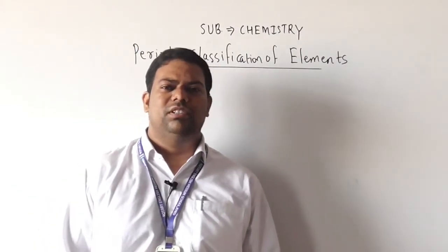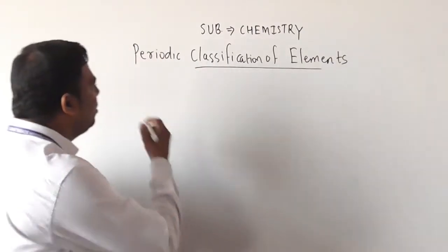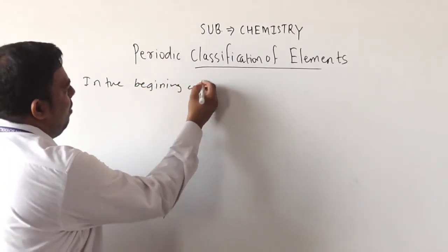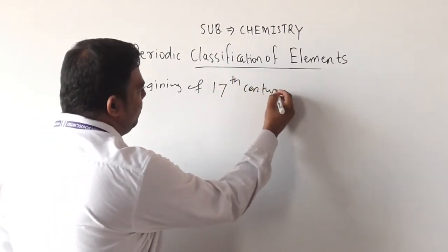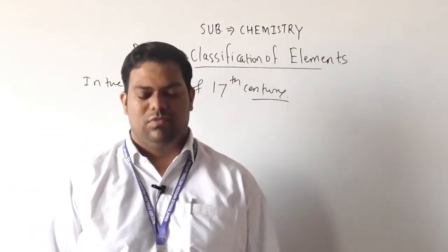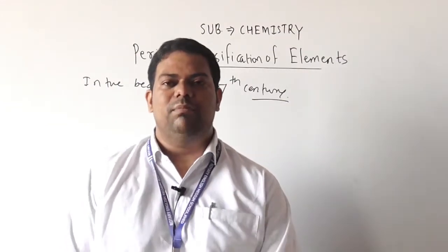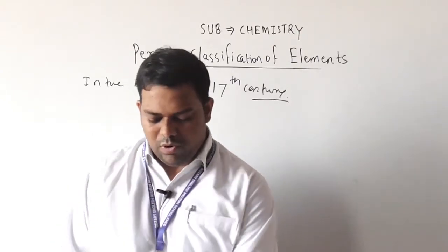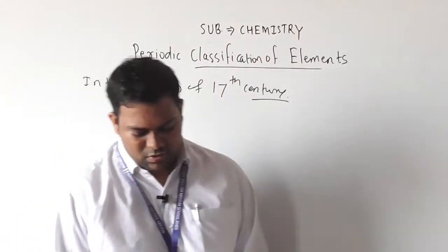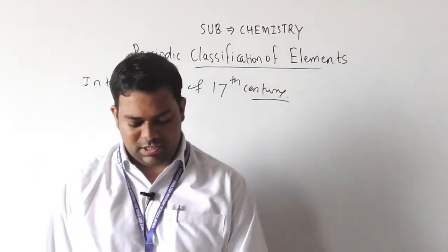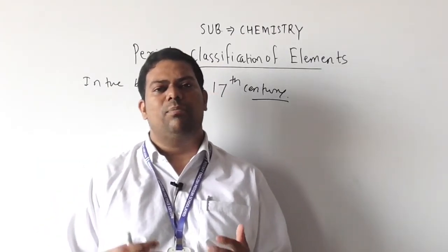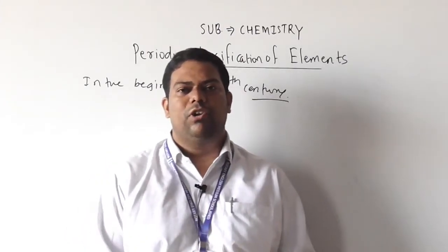Now see what happened. In the beginning of the 17th century, very few elements were known, so it was easy to remember all those elements. Then a huge number of elements were discovered. At that time it became very difficult to manage all the physical and chemical properties of those particular elements.